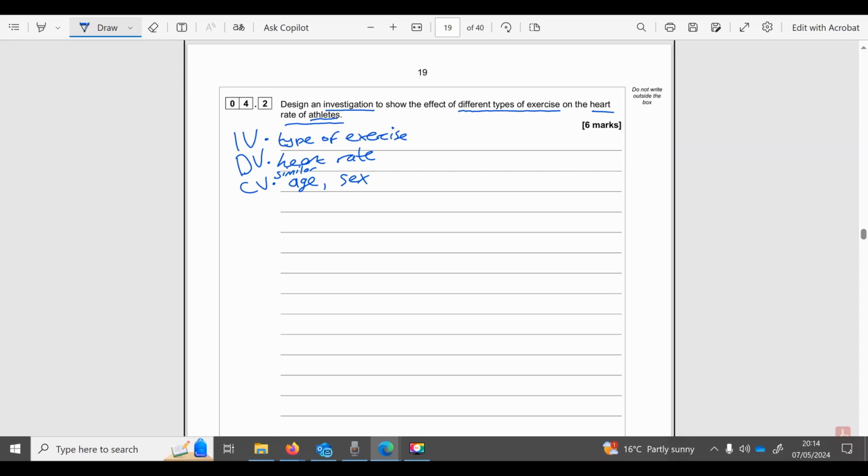Next thing that you want to try and keep the same, their sex. So you want to have all males or all females, for example. The next thing that you want to try and keep the same then is, are they healthy? Are they suffering from any health issues? So what you probably want to say is no health issues.